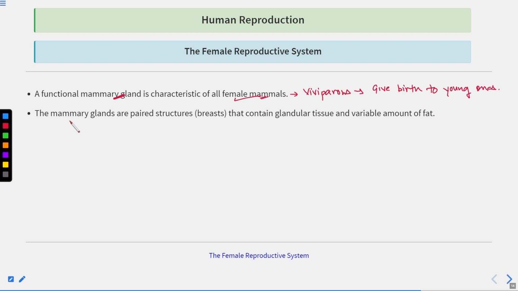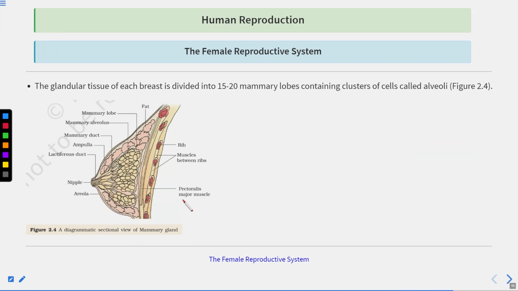Now the mammary glands are paired structures, and they are also known as breasts. So they are present in pairs that contain glandular tissue and a variable amount of fat. So they are made up of fats as well as the glandular tissue. Clear? Now here you can see the diagrammatical sectional view of the mammary gland.